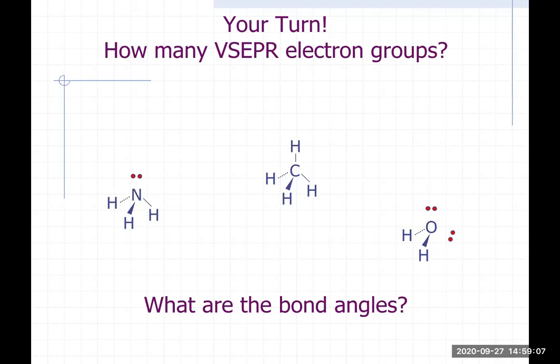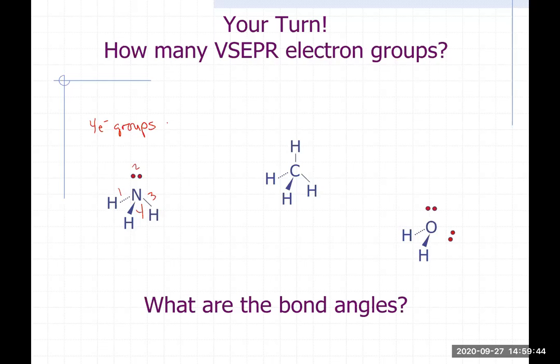Again, VSEPR electron groups, electron geometry, and bond angles is what we're looking for here. How many VSEPR electron groups do we have? Here's 1, 2, 3, and 4. And it doesn't matter how I number these. I could have gone counterclockwise. I could have started in a different place. It doesn't matter. We're just counting all the electron dense regions that are surrounding that central atom. So we have 4 electron groups.